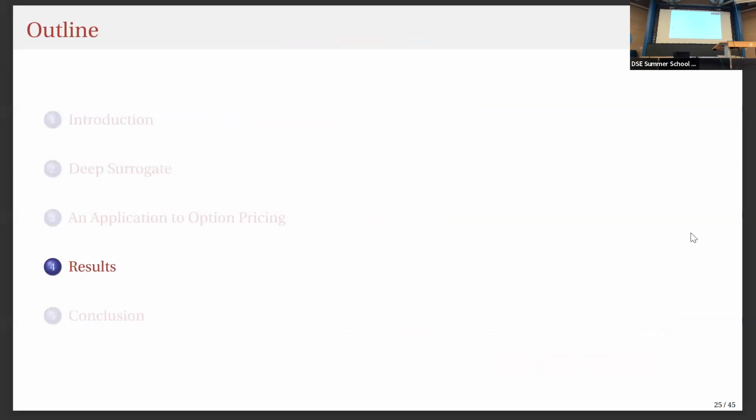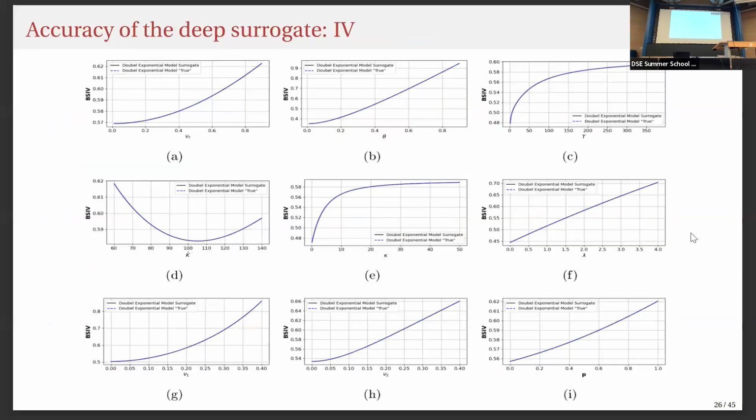So I'm going to show you some results in the last 7 minutes or so. The good thing is that it's really quick. Just to give you a sense of how good the approximation can be and what the analysis can do, right?